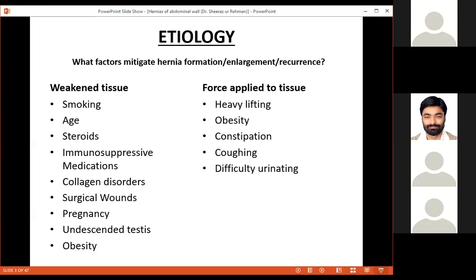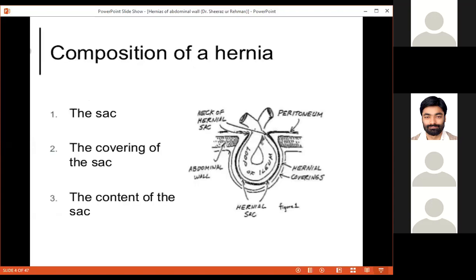However, there are other risk factors. For example, if a patient is lifting heavy weights, the patient is obese, has constipation, the patient is coughing and having difficulty urinating or has bladder outflow obstruction, these are all the risk factors that can cause a patient to develop the hernia.